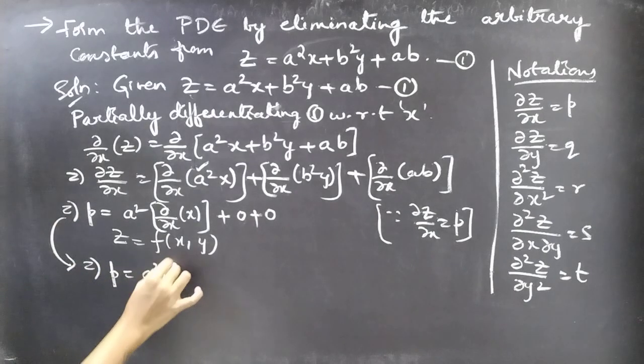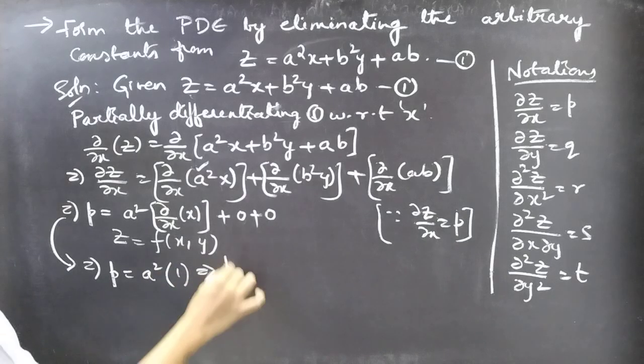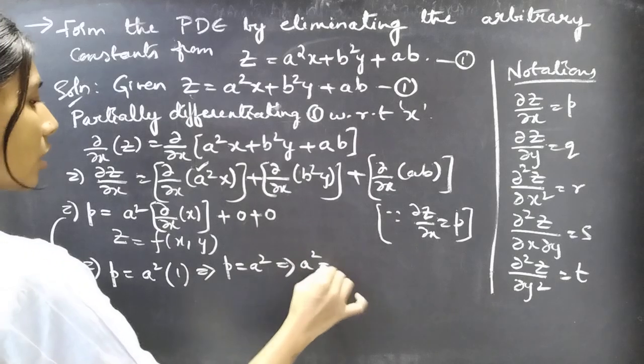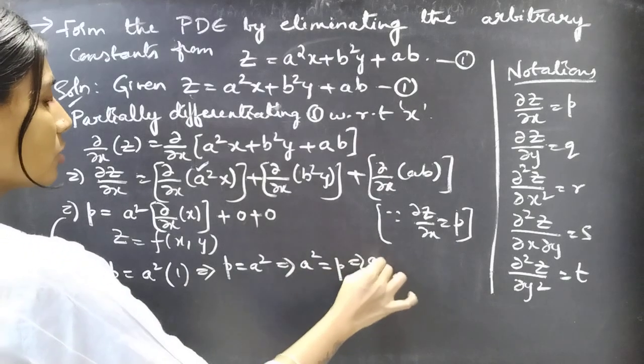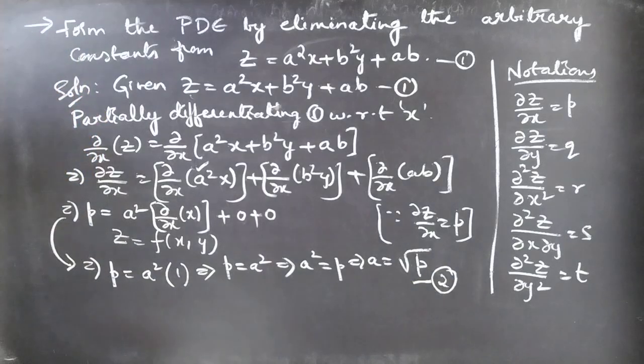p equal to a square into partial derivative of x with respect to x is 1, right? So you got p equal to a square, or you can write it as a square equal to p, and from this you'll get a equal to square root of p, right? Consider it as equation number 2. Now let's partially differentiate 1 with respect to y.